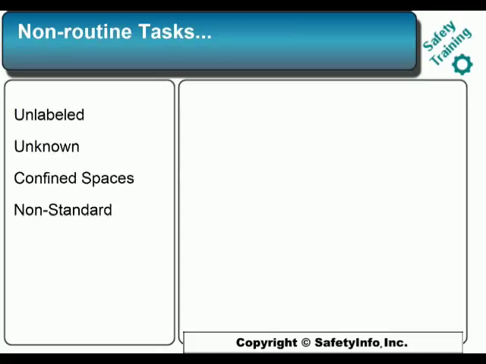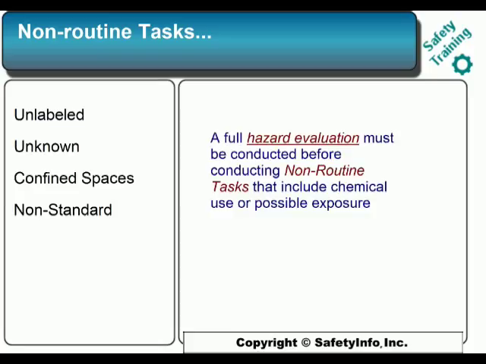Non-routine tasks involving chemicals are defined as working on, near, or with unlabeled piping, unlabeled containers of an unknown substance, confined space entry where a hazardous substance may be present, or a one-time task using a hazardous substance differently than intended. A full hazard evaluation must be conducted before carrying out a non-routine task that includes chemical use or possible exposure.